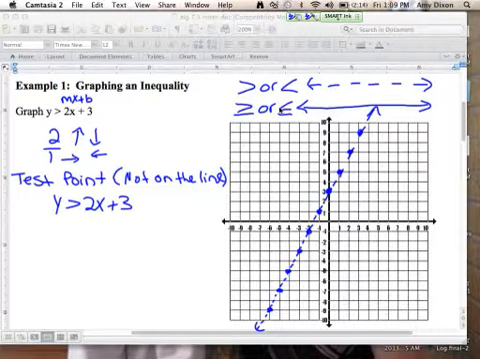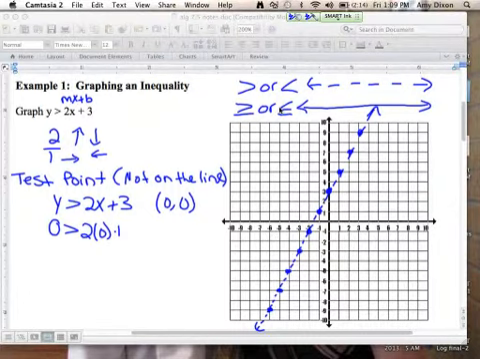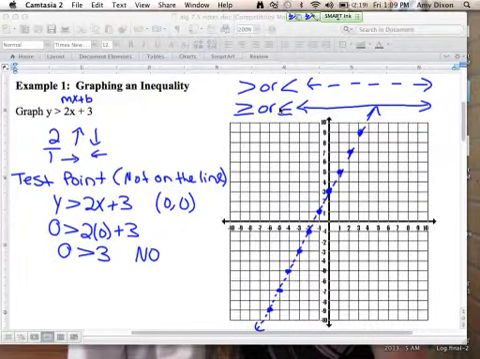So we're going to put 0, 0 in for x and y, and we're going to see if we get a true statement. So we're going to get 0 is greater than 2 times 0 plus 3. We're going to see if this is true. 2 times 0 is gone, and you get 0 is greater than 3. Is that a true statement? No. So what that means then, which side is 0, 0 on, above the line or below the line? Below the line.